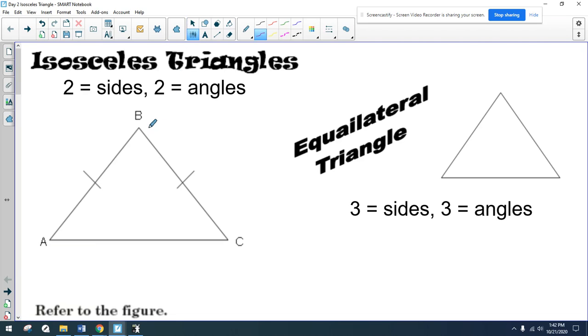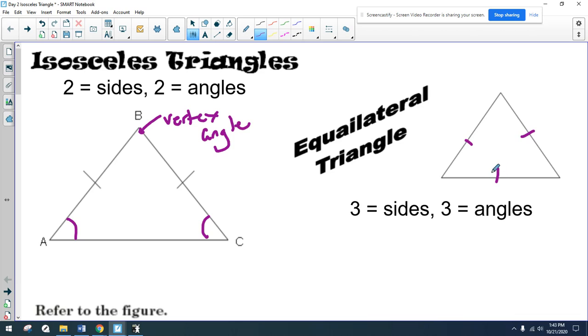Okay, so we talked about this before. This is the vertex angle. I talked about that on Friday. The vertex angle is the included angle. So it's the angle that's included between the two congruent sides. Okay, so the other two angles we call base angles. These two are going to be equal to each other. So the easiest way to do it, find your vertex angle. The other two are going to be equal.